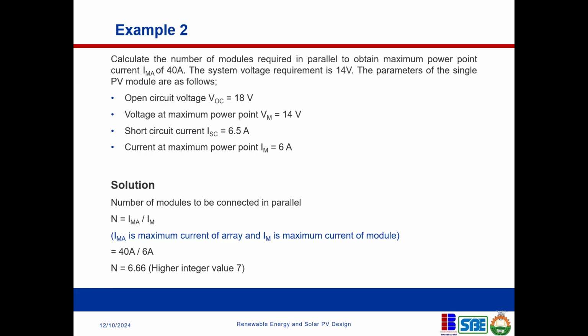So the number of PV modules required to be connected in parallel. The maximum current of the array that we need, which is 40, in the question they told us that we want to get a maximum current of 40, divided by the current of an individual module, which is 6 amps. Now this current of the module is the current at maximum power point, not current at short circuit. So when we do that, the number of PV modules is going to be 6.66. But of course, you cannot have a fraction, so you round it up to the higher integer of 7.